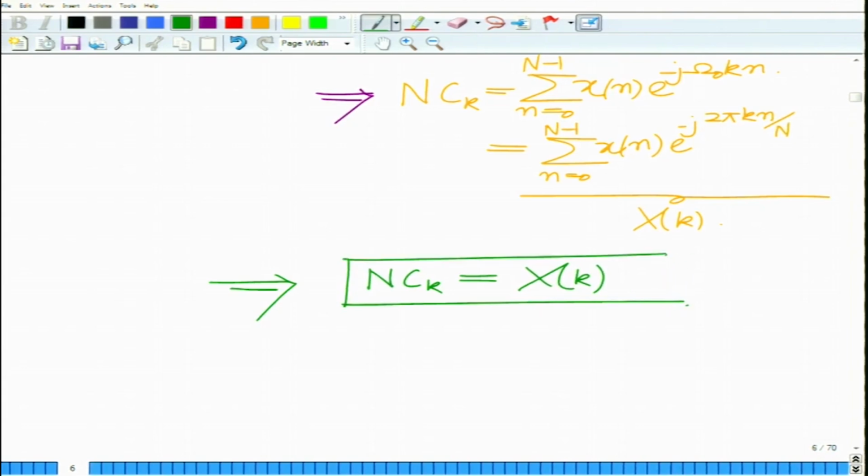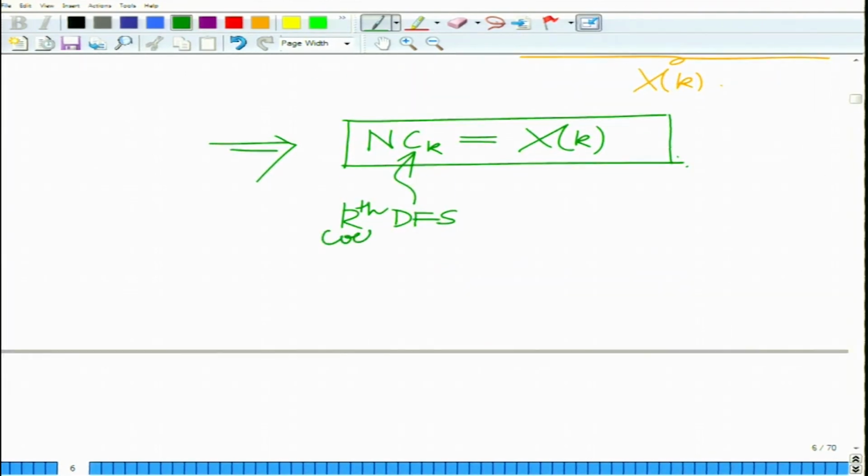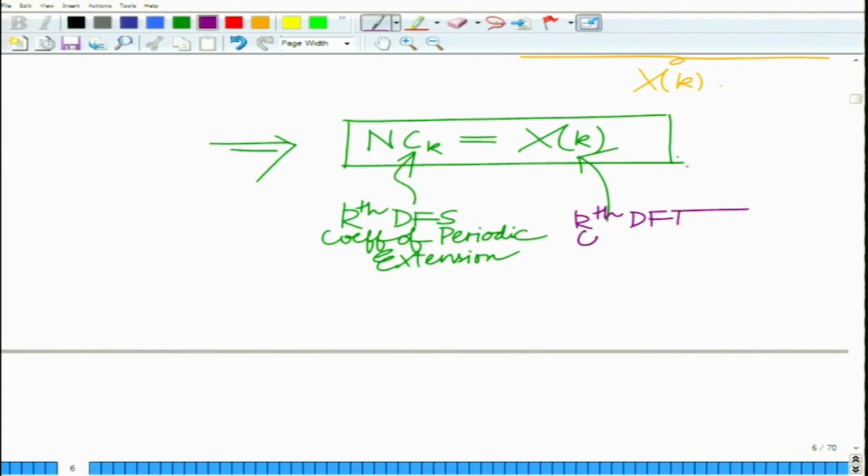Note once again that this is the kth DFS coefficient of the periodic extension, and this is the kth DFT coefficient of the original time limited signal with capital N samples.